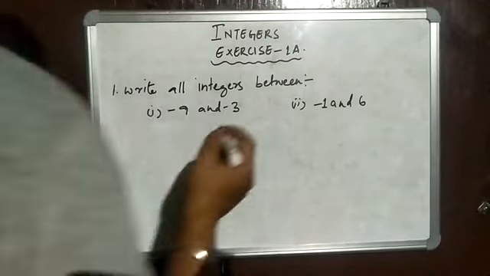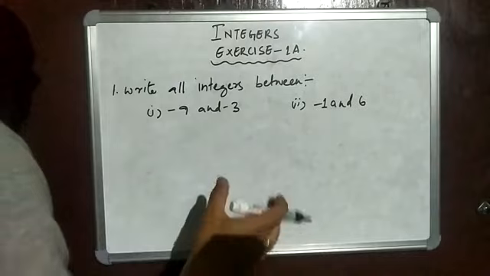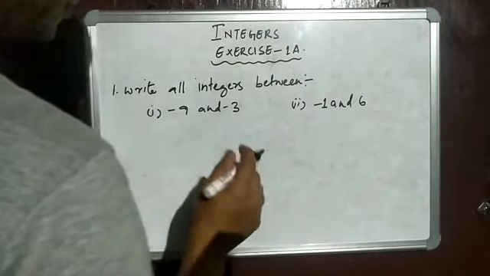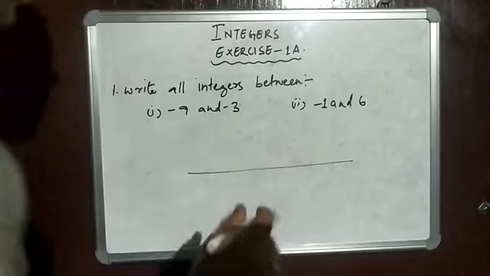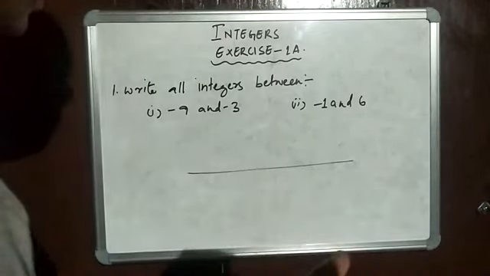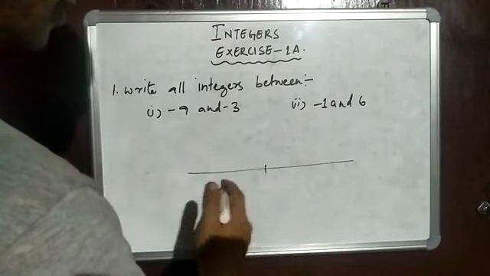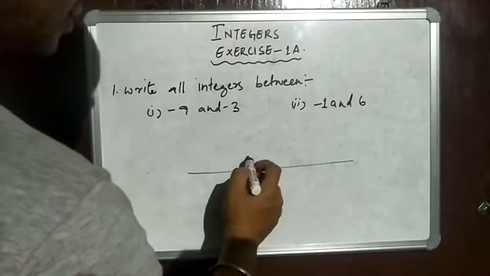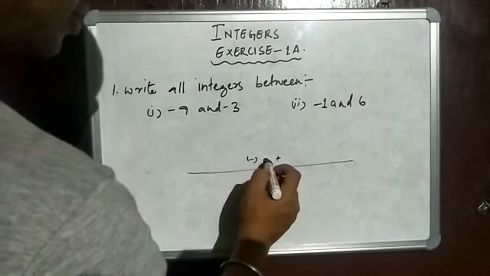Dear students, we'll start the chapter Integers, exercise 1a. Before I start the integers chapter, we'll just revise the chapter first. Integers means the numbers which have the positive sign and the negative sign. That is called the integers. Now, if you take a number line and divide it into two sections, the minus sign is on this side and the plus sign is on this side, and the middle section is zero.